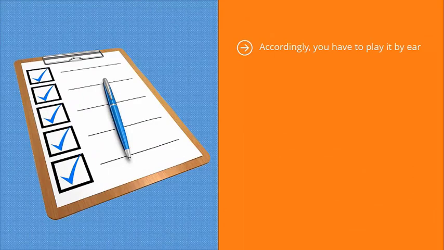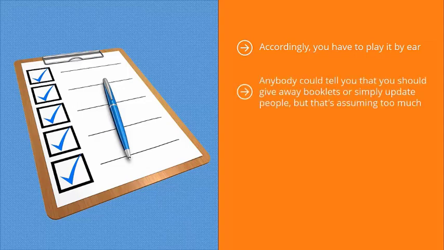Ideally, you should offer the 10 common types of incentives that I'm going to lay out below. You should offer them in sequence. Once you've gone through all 10, look through your conversion records and pick the incentives that got the most signups. That's the best way to know. Anybody could tell you that you should give away booklets or simply update people, but that's assuming too much. People who are interested in your niche might prefer something else.